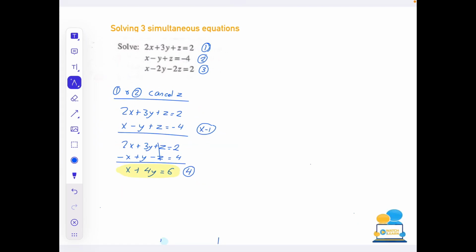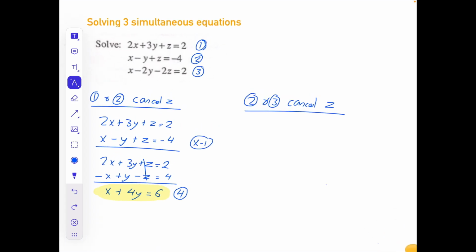Now, for step 2, instead of taking equation 1 and 2, I'm going to take equation 2 and 3, and I'm going to cancel z again. Whatever you chose to cancel over here, you have to cancel the same variable, the same letter, in your second step. So I'm going to write down equation 2 and 3. So x minus y plus z is equal to -4, and x minus 2y minus 2z is equal to 2.